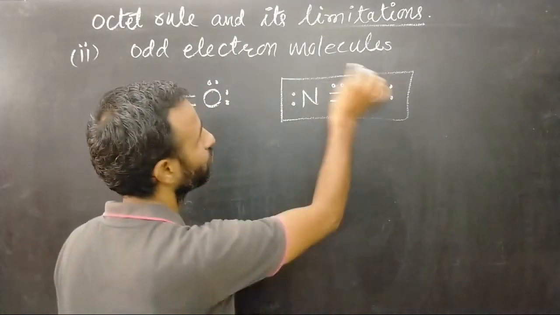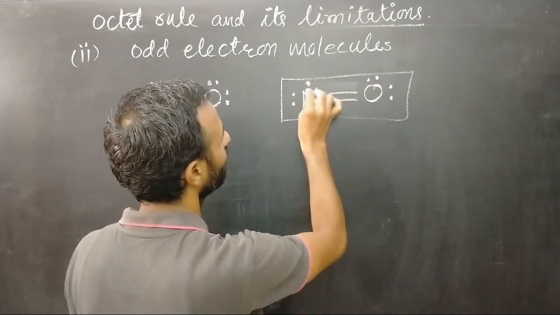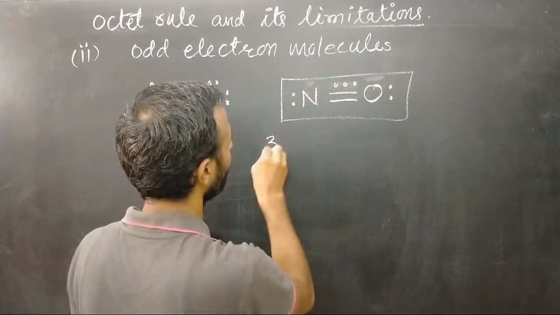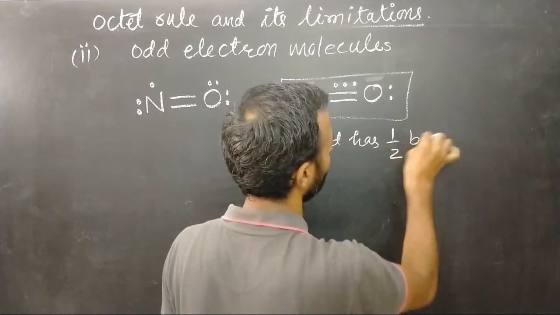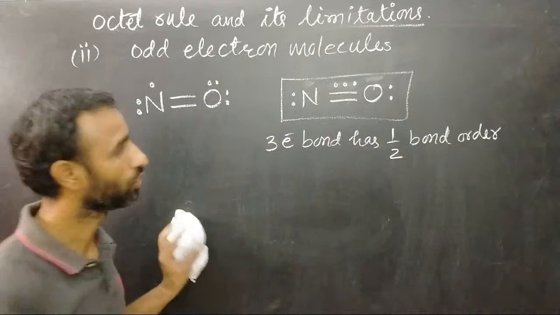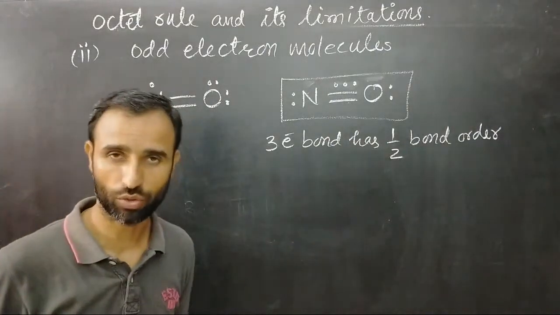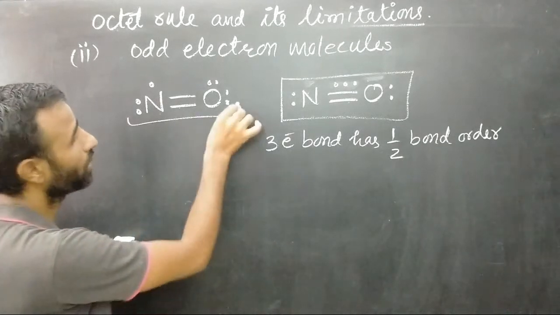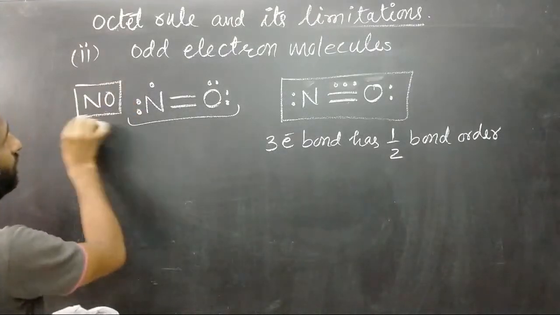So it is actually a 3 electron bond, where 2 electrons belong to oxygen and 1 electron belongs to nitrogen. It is a half bond actually. A 3 electron bond has half bond order. Bond order means how many bonds. So it has 2.5 bond order. But anyhow, that is not our case. We are talking about this being an odd electron molecule, but it exists. NO does exist in the atmosphere.